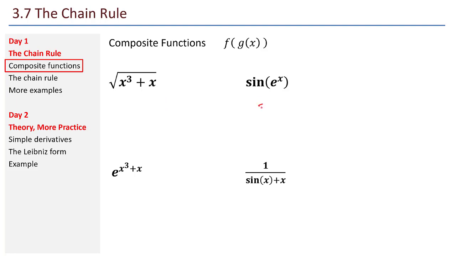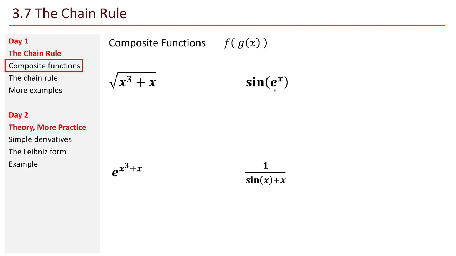Or on the top right, I know how to take the derivative of sine x, that's just cosine, and I know how to take the derivative of e to the x. But when e to the x is put inside of sine, we haven't done that yet. We don't have rules for that. And that's exactly what the chain rule is for, taking derivatives of the composition of functions.